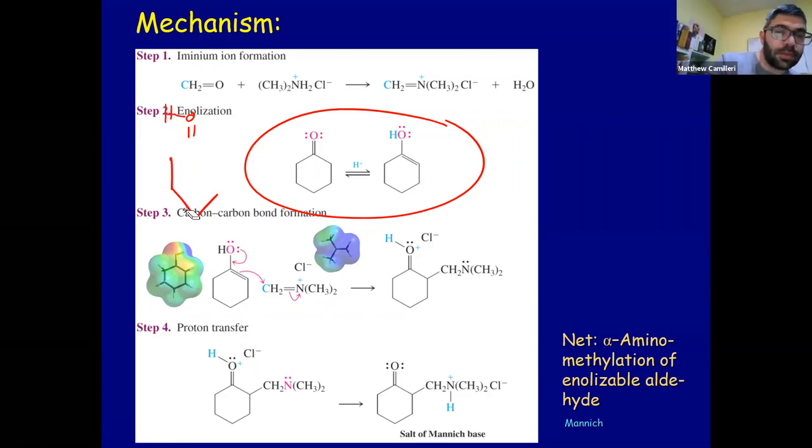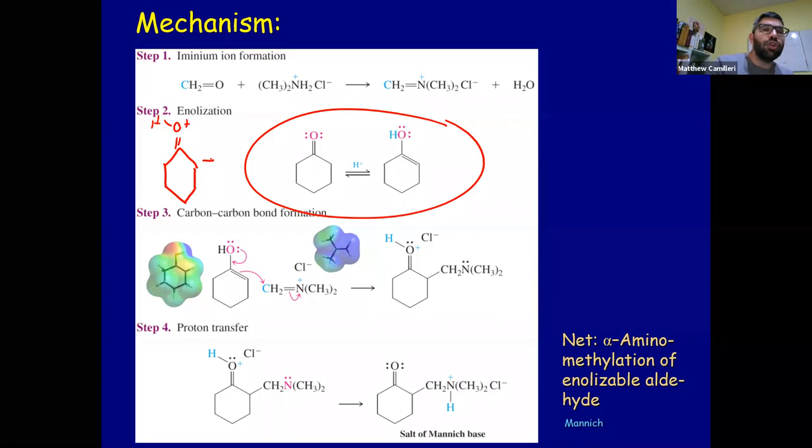Let's remove it and draw it all over again. What this ends up being is a structure like that, where you would have some charge separation. I would never want to draw it like this.